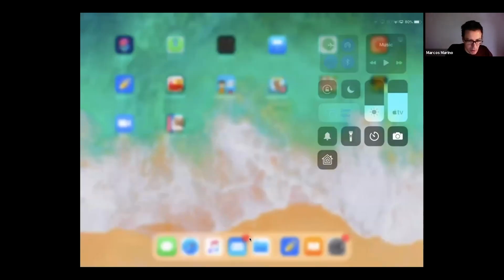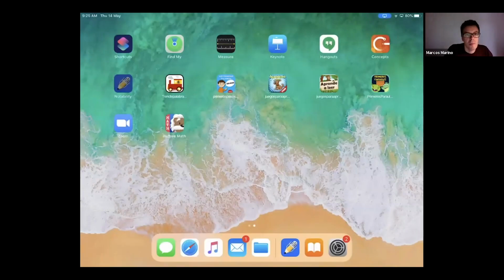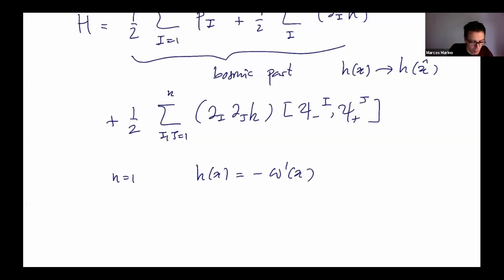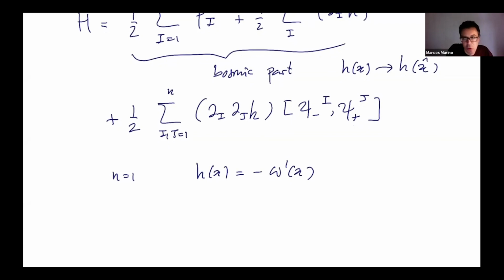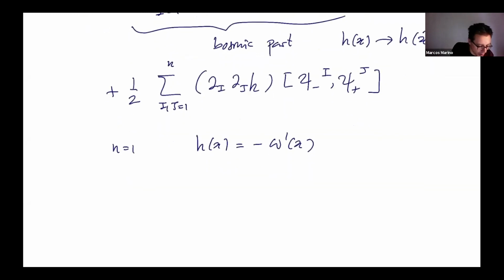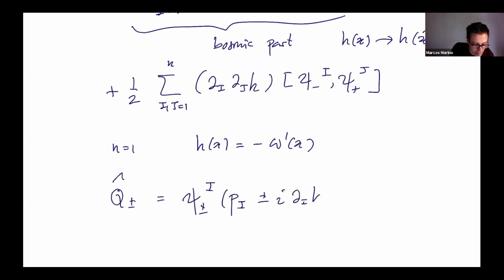Okay, so now, if we want to have a supersymmetric quantum mechanical system, we'll have to construct supercharges. So the supercharges are going to be given by Q± = ψ±^i π^i ± i ∂_i H(X), okay?